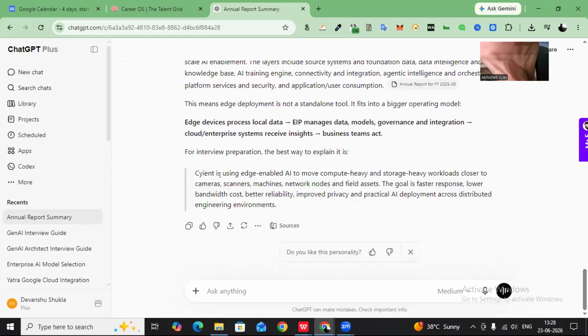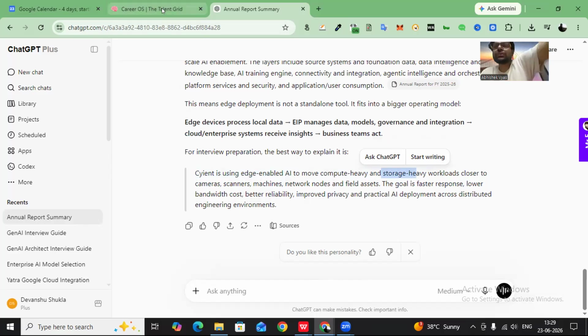So, in short, if we have to have a quick understanding, Cyient is using edge-enabled AI to move compute-heavy and storage-heavy workloads closer to cameras, scanners, machines, network nodes, and field assets. That is what they're doing. They are offloading it from the server side to the edge devices themselves. Okay. The goal is faster response, lower bandwidth cost, better reliability, improved privacy, and practical AI deployment.